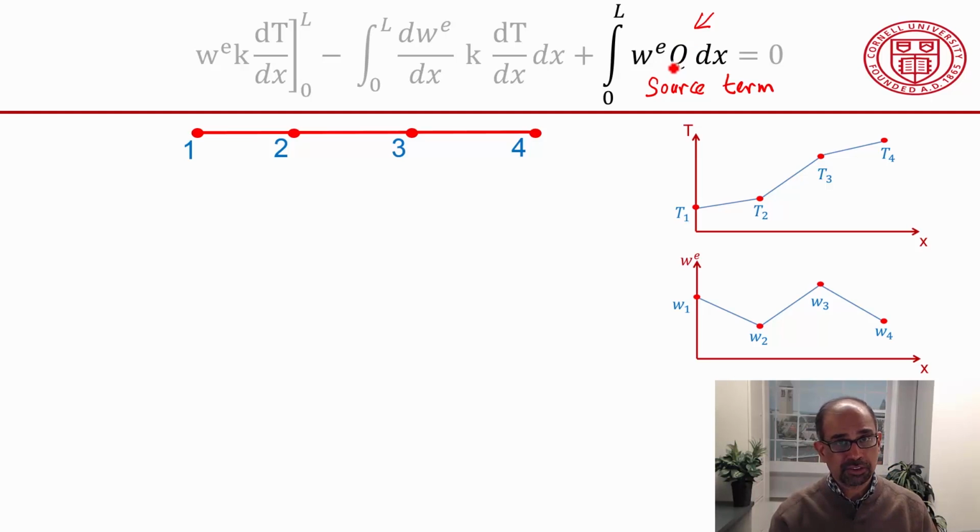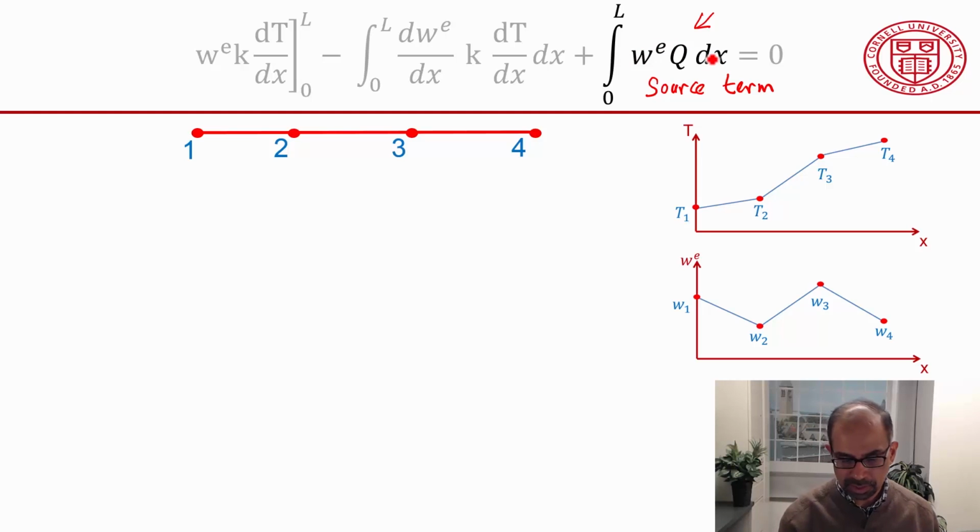In structural mechanics, this could be gravity. So that would be a source term. Or in the wind turbine blade example that we will do, the centripetal acceleration is going to be applied in this way. It'll be a source term.